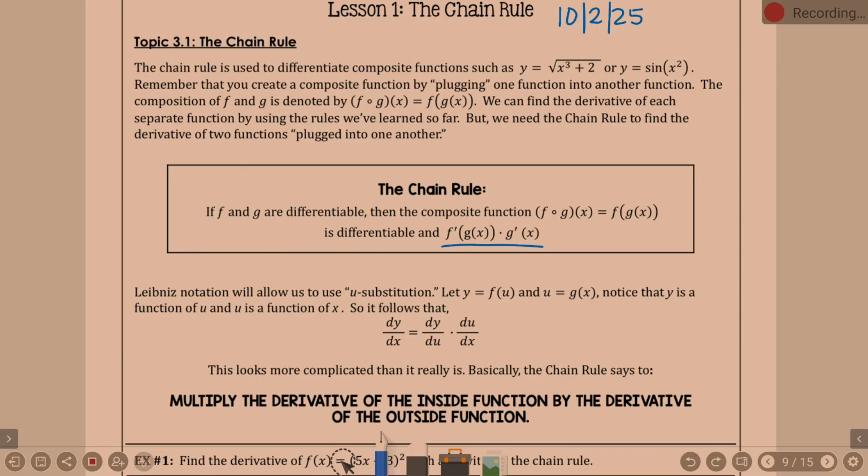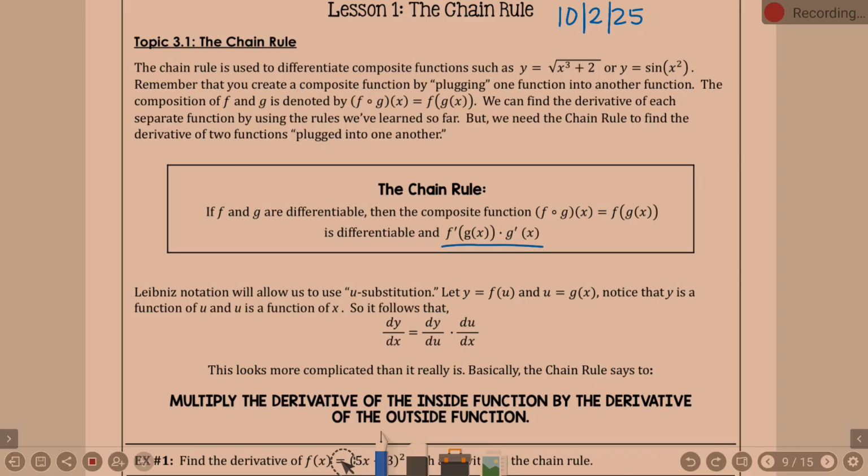Leibniz notation will allow us to use u substitution. So if y is f of u and u is g of x, notice that y is a function of u and u is a function of x. So the notation says that dy/dx is equal to dy/du times du/dx. This looks more complicated than it really is. Basically, chain rule says multiply the derivative of the inside function by the derivative of the outside function. You just don't do them at the same time.